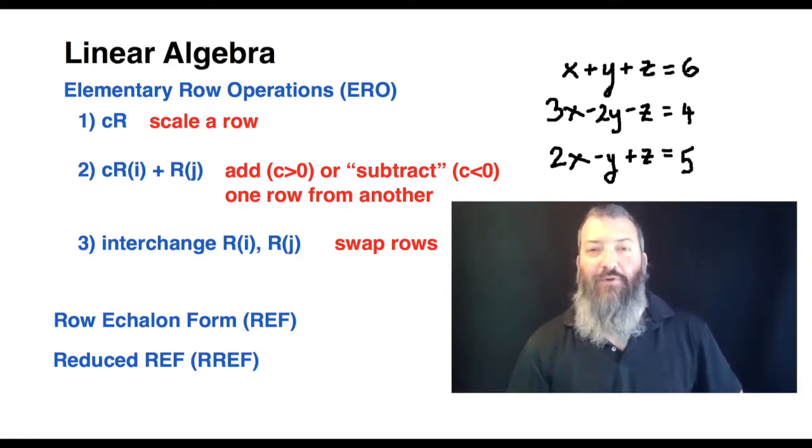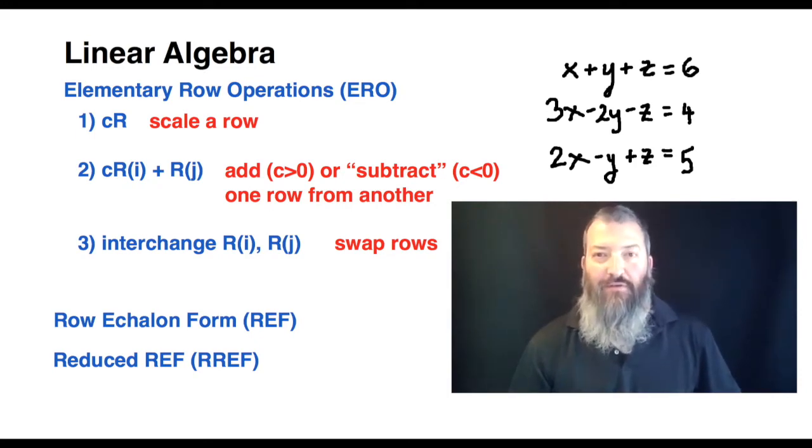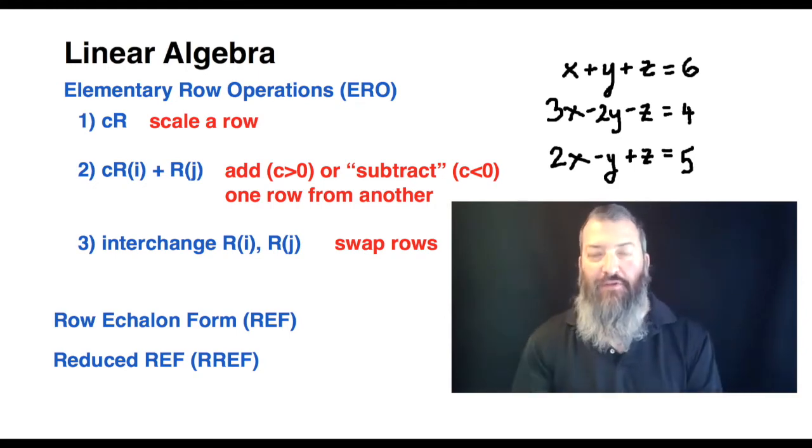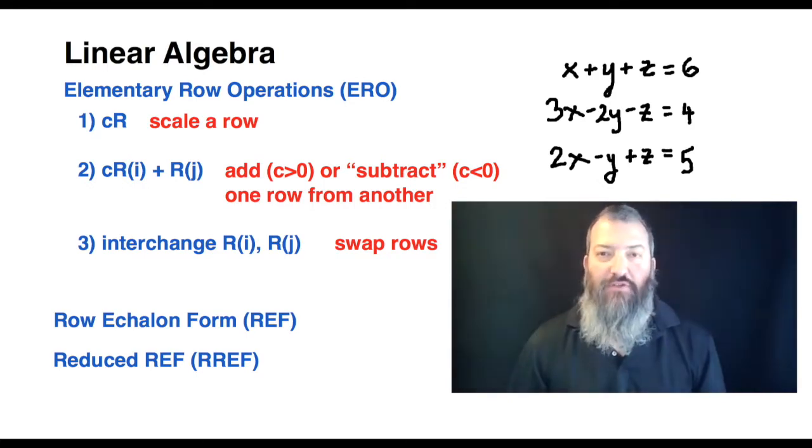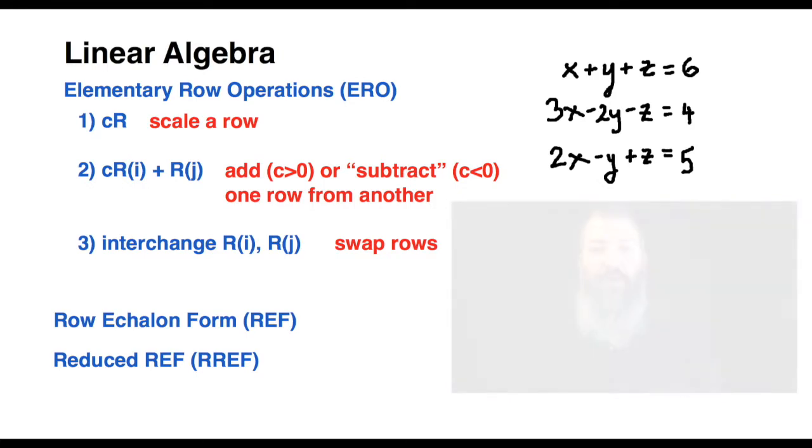This is a quick discussion about elementary row operations. It's the basic mechanical thing you do in linear algebra to solve systems of equations once you've taken that system and put it into its matrix form. And that augmented matrix looks like A with a line and then a B.